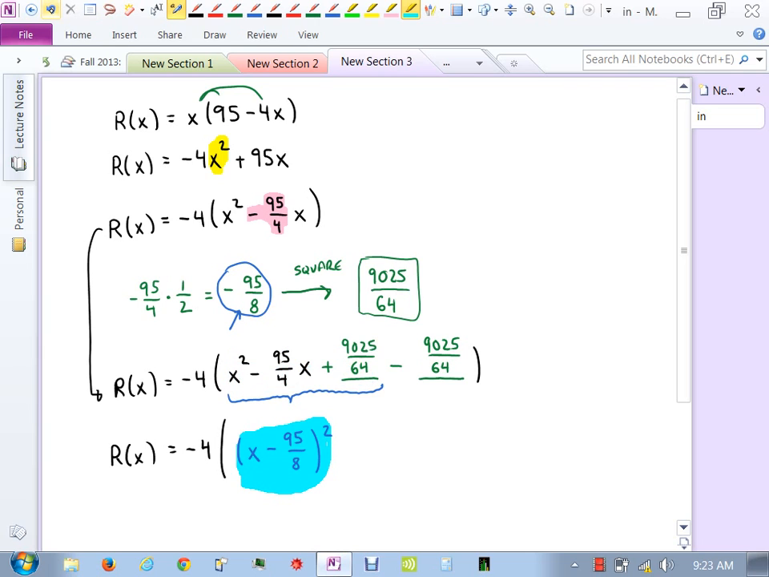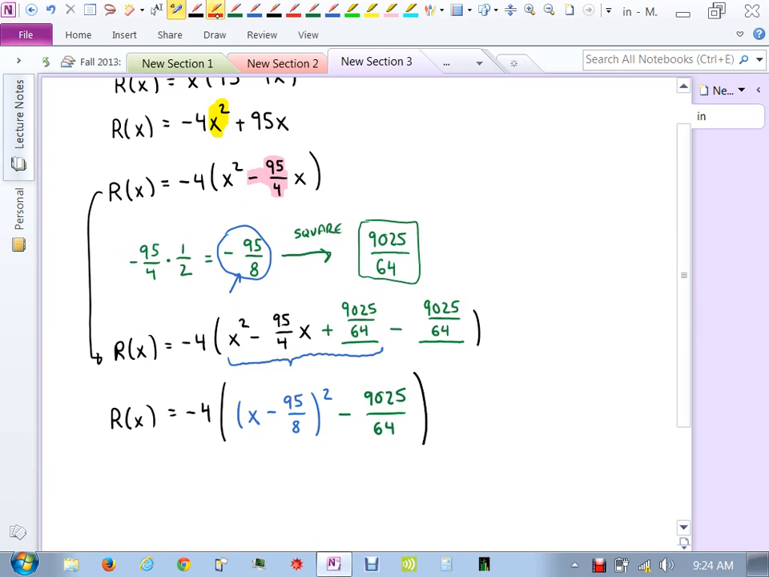Now I don't need to show that. That's just part of the completing the square process. But what I still have here is the minus 9025 over 64. Now I'll close my big set of parentheses. Now I'm going to distribute the negative 4 through here. It's going to go in front of this parentheses, and then it's going to multiply times this number. And when I do that, here's what I'll get.